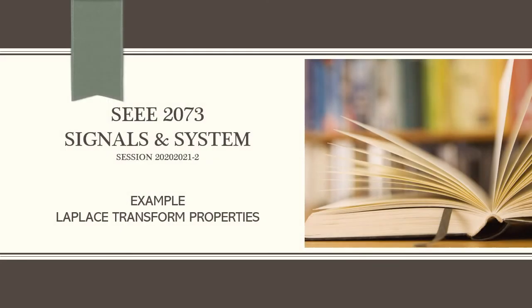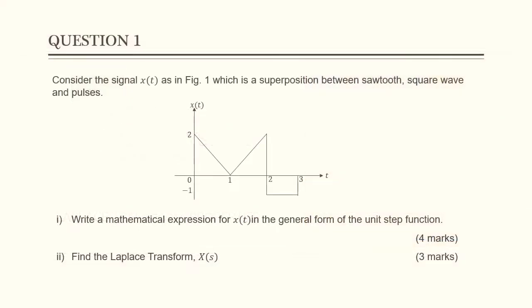So today we are going to discuss some examples on the first part of the fourth chapter, Laplace transform properties. Okay, let's read the first question. Given a signal as in figure 1, which is a superposition between sawtooth, square wave and pulses. For the first part, you need to write the mathematical expression for x(t) in general form of the unit step function. So you need to write the equation in unit step function.